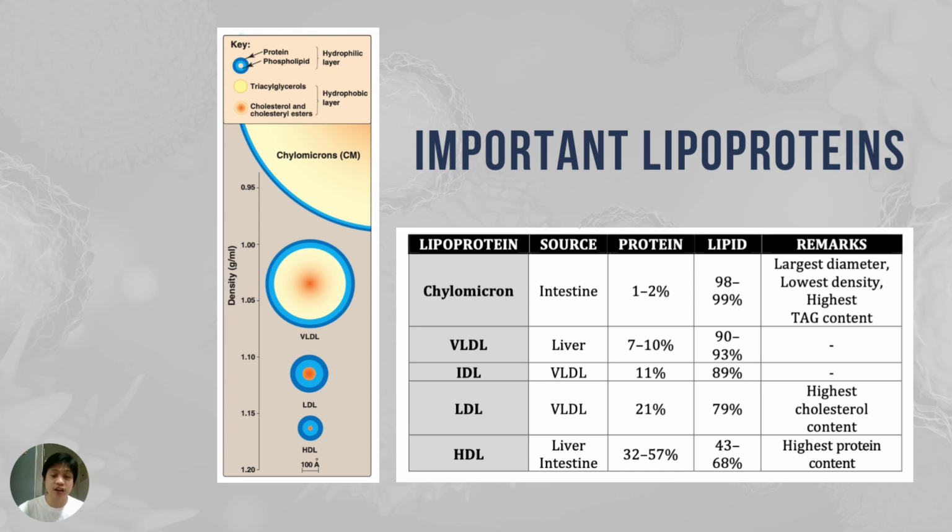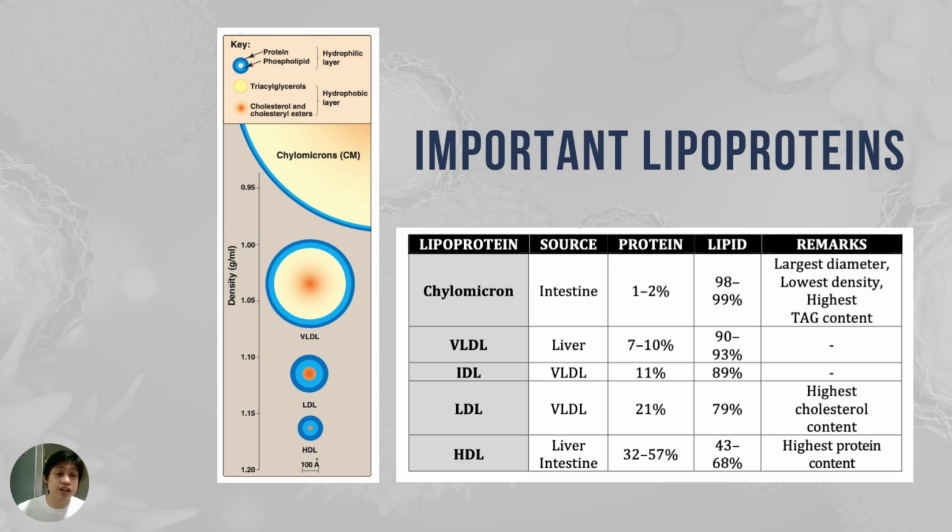And HDL performs reverse cholesterol transport, which means cholesterol found in the periphery is delivered back to the liver. So it decreases cholesterol in the periphery. It has the highest protein content. That's why it's high density, because it has lower lipid content and high protein content.